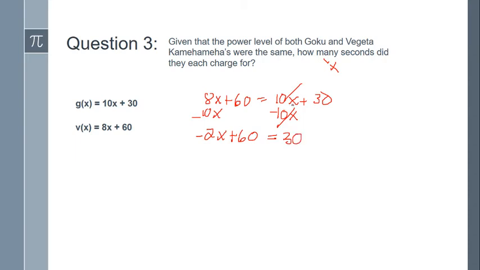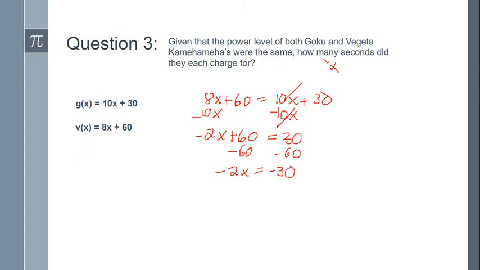All right, so I gathered my x's on the left side of this equation. Now I need to push all my constants or numbers to the right-hand side of the equation. So I'm going to subtract 60 from both sides. I'm going to get the equation that negative 2x is equal to negative 30.